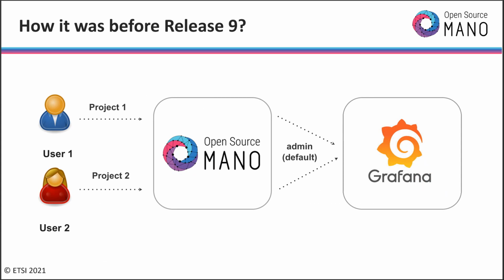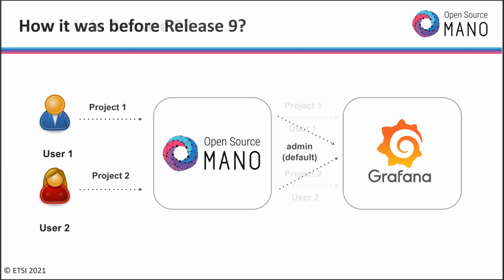So before Release 9, what happened is, for example, user 1 and user 2 have their respective projects, project 1 and project 2, and through this they are logging into OSM and creating their respective network services. Now they were all created in the admin user and default team in Grafana. There was no way for user 1 and user 2 to have a separate space, and sometimes it becomes very confusing to tell which is my dashboard and which one is user 2's dashboard.